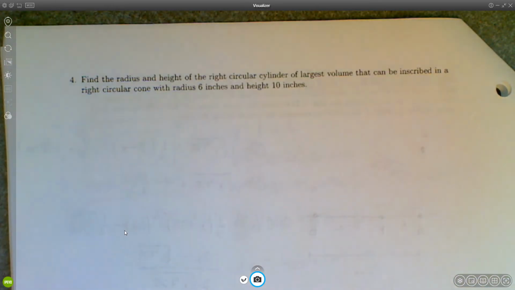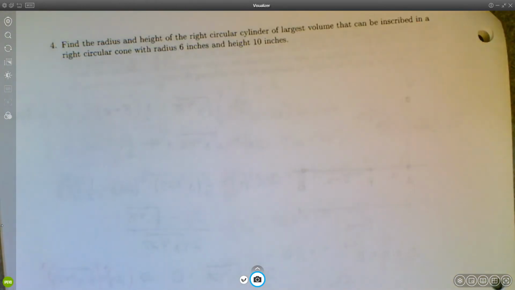Well, okay, let's go. Find the radius and height of the right circular cylinder of largest volume that can be inscribed in a right circular cone with radius 6 inches and height 10 inches. What? Okay, let's draw this. So find the radius and height of a right circular cylinder of largest volume that can be inscribed in a right circular cone with radius 6 inches and height 10 inches.